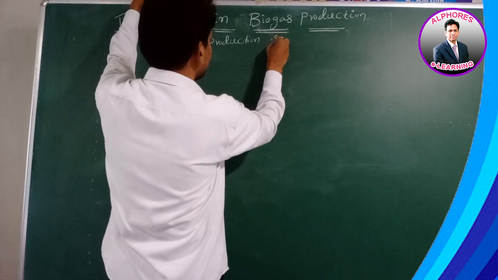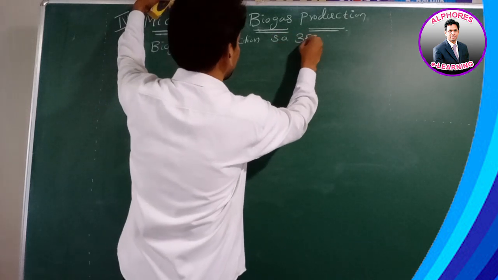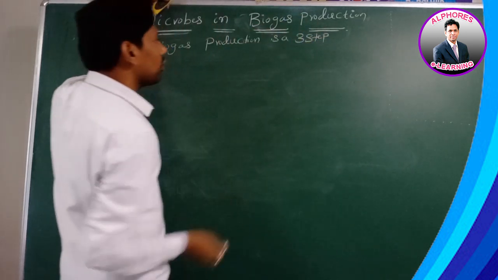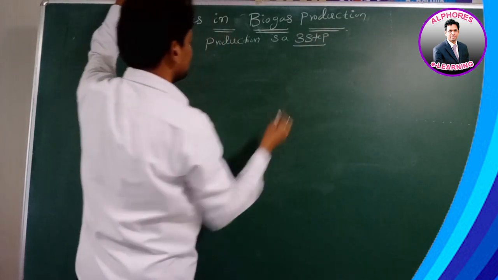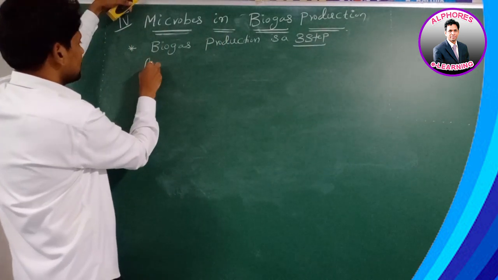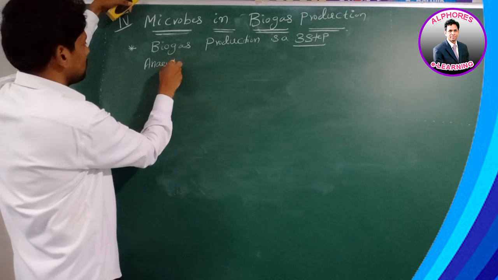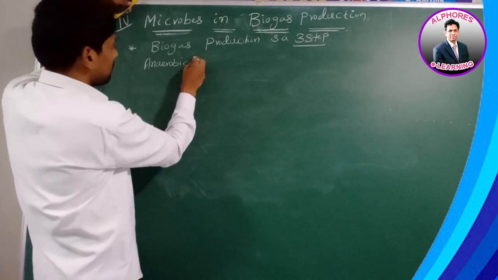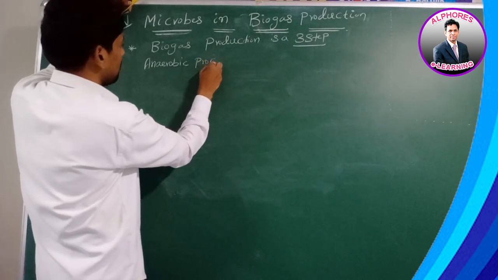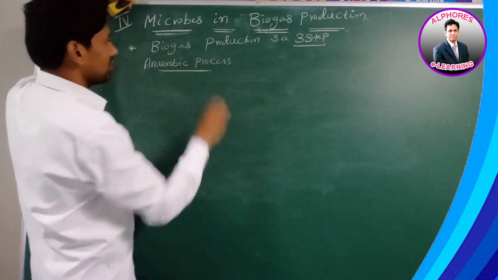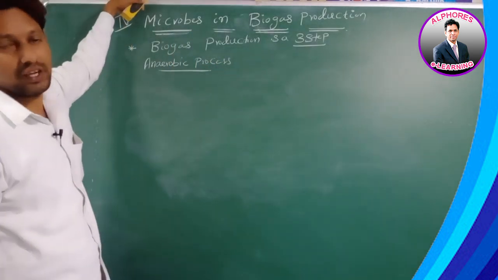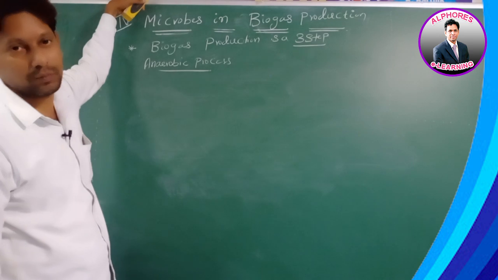Therefore, biogas production is a three-step anaerobic process. Three-step, which process? Anaerobic process. Should be careful. A three-step anaerobic process. Biogas production involves how many steps? Three steps. Not aerobic, it's an anaerobic process.